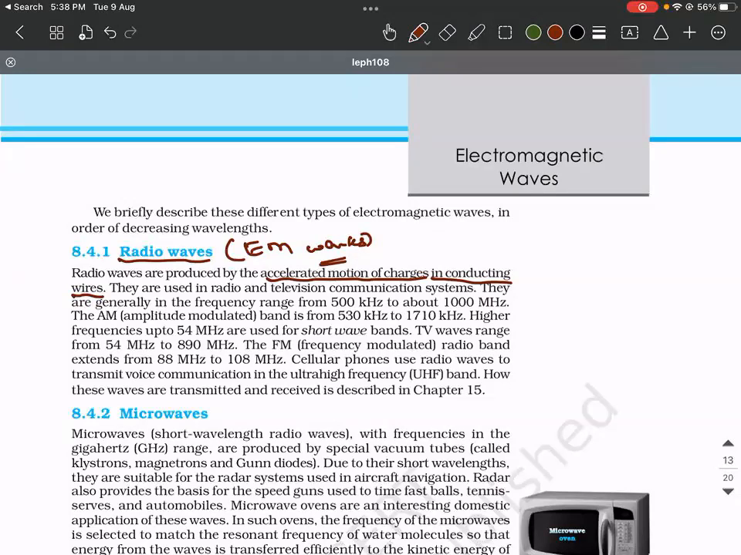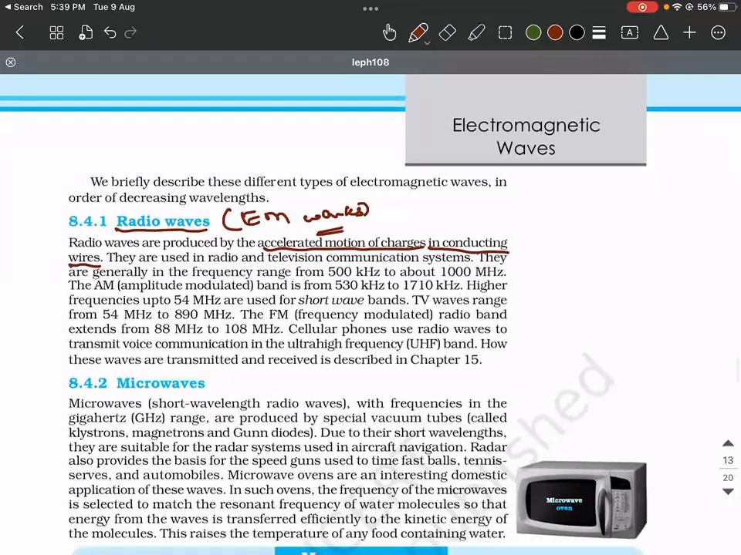Question frame up. I gave you a question. How is it framed? Give two applications of EM waves which are generated by the accelerated charged particles inside a conducting wire.